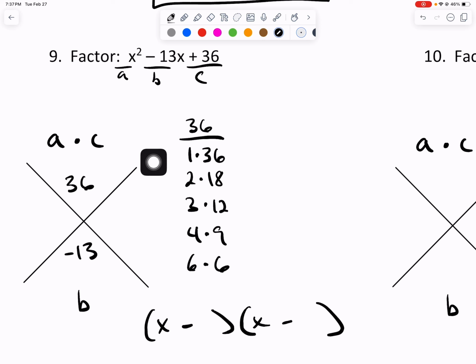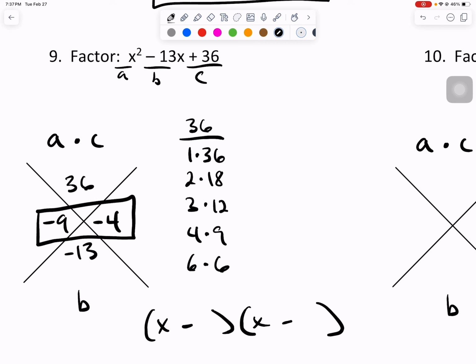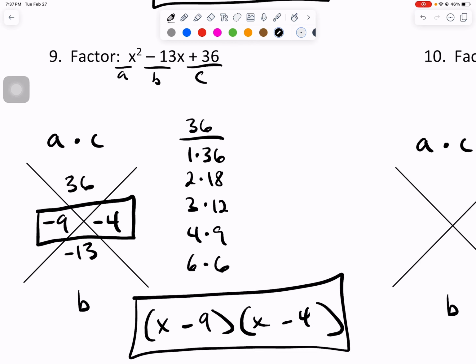Because when we need to get to 13, I just know if I made both of these negatives, negative 36 minus 1 is negative 37. Negative 18 minus 2 would be negative 20. Negative 12 minus 3 would be negative 15. But negative 9 minus 4 would give us negative 13. So I could write this as negative 9 minus 4. As you can see, we already have it set up as x minus. Just drop the 9 in there and just drop the 4, and you now have your answer, because negative 9 times negative 4 gives you a positive 36, and negative 9 minus 4 gives you your negative 13.